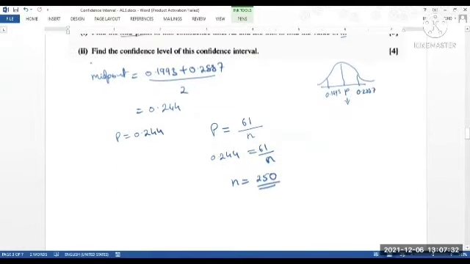Now coming on to the second part, find the confidence level of this confidence interval. So we have been given the lower limit to the upper limit, and we know that this occupies this much area, and indirectly they are asking you what percentage is that area, or what is the confidence level of this confidence interval. So for that we need to know which is the letter that is corresponding to alpha.